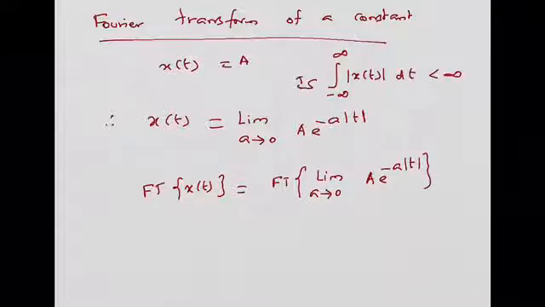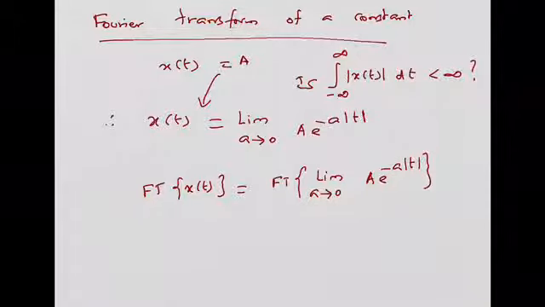Hi, Fourier transform of a constant x of t is equal to A. X of t is equal to A will not satisfy the condition integral from minus infinity to plus infinity of modulus of x of t dt less than infinity. The condition is not really satisfied. So, it must be viewed as a double-sided exponential with the limiting condition a tends to 0. X of t is equal to A is viewed as a double-sided exponential signal.